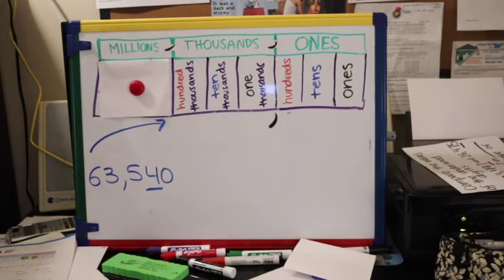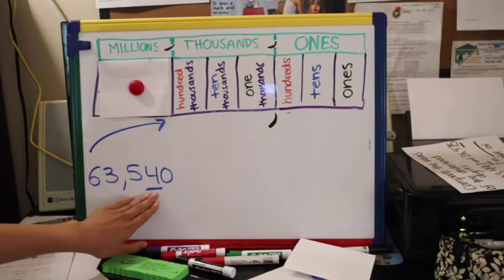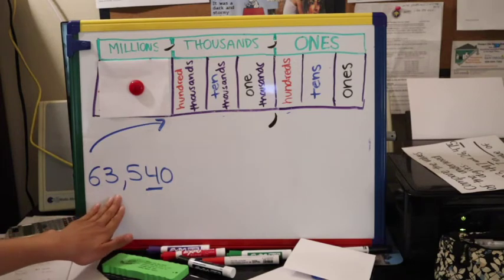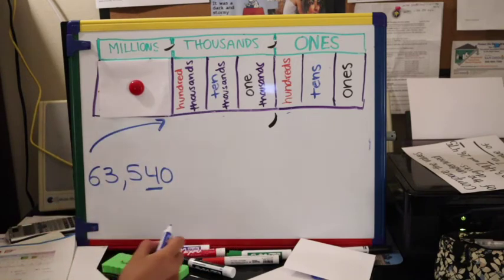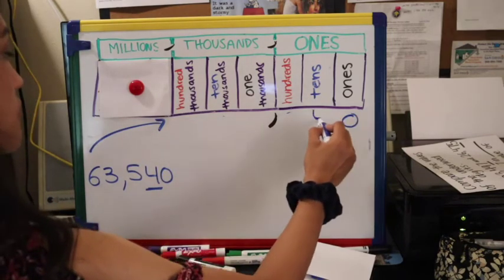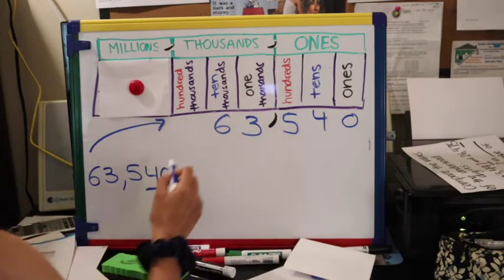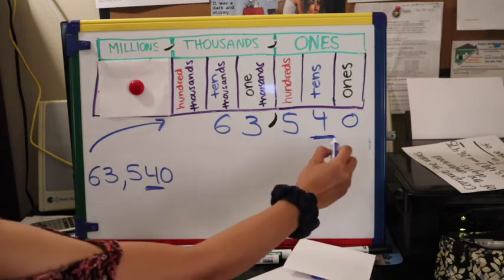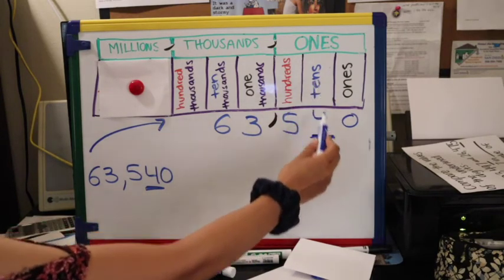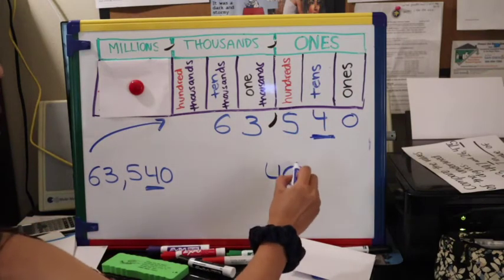Okie dokie, let's go ahead and do another example. This time we're trying to find the value of 4 inside of 63,540. Once again, I'm going to plug this number into my place value chart. 0, 4, 5, 3, 6. And I just want to know the value of 4. So I'm going to go right over here to my 4. As you can see, 4 is in the tens place. So 4 tens equals 40.